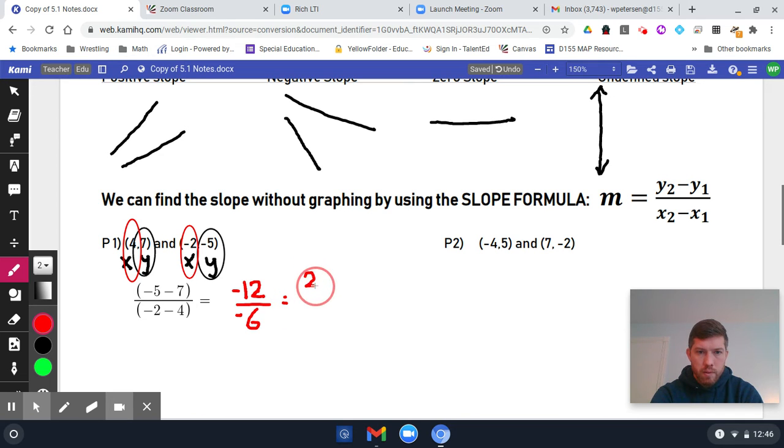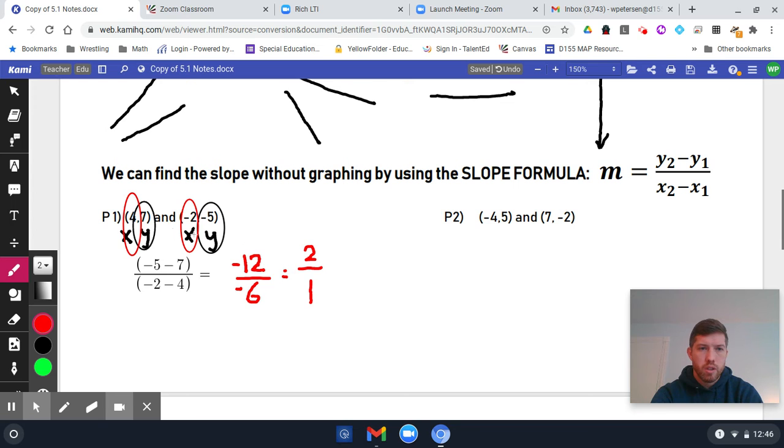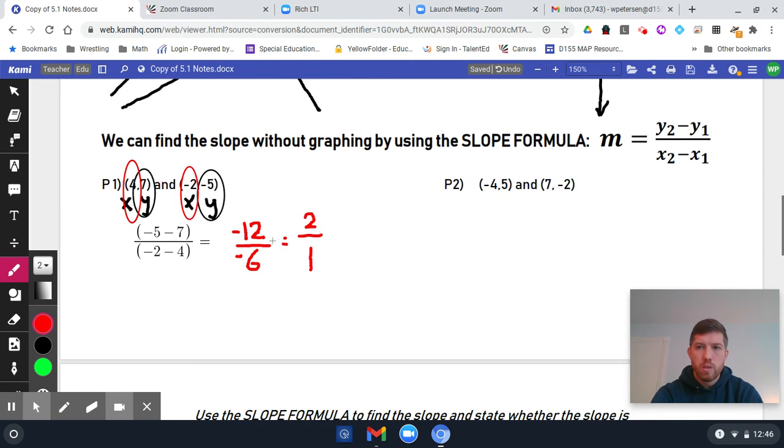So notice this problem was the same one as above. But now, this one we actually graphed and counted and found our slope. This time we just took the 2 points, the same 2 points we had up here, used this formula right here, and calculated it. So let's try one more.